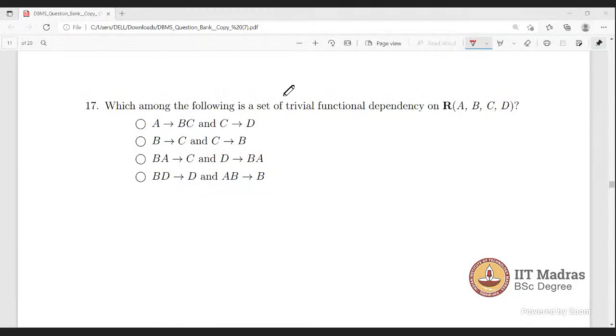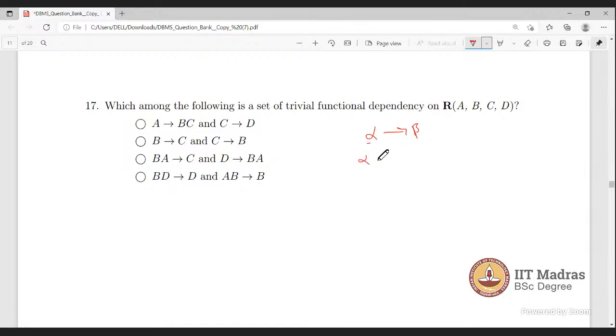Yeah, so trivial dependency, I think it is directly from the definition. If you have an attribute on the left hand side and it is also occurring in the right hand side, then it is a trivial dependency. The trick is, suppose alpha determines beta. This is a functional dependency you have. Alpha or beta may be a set or a single attribute.